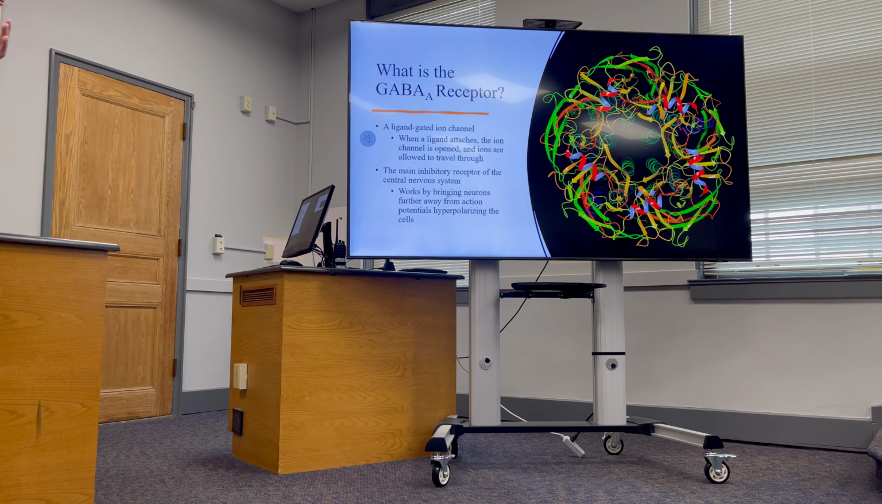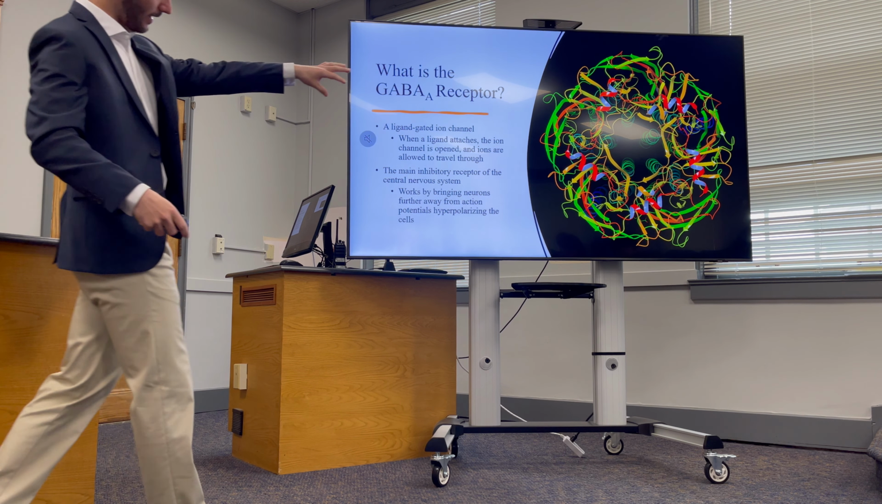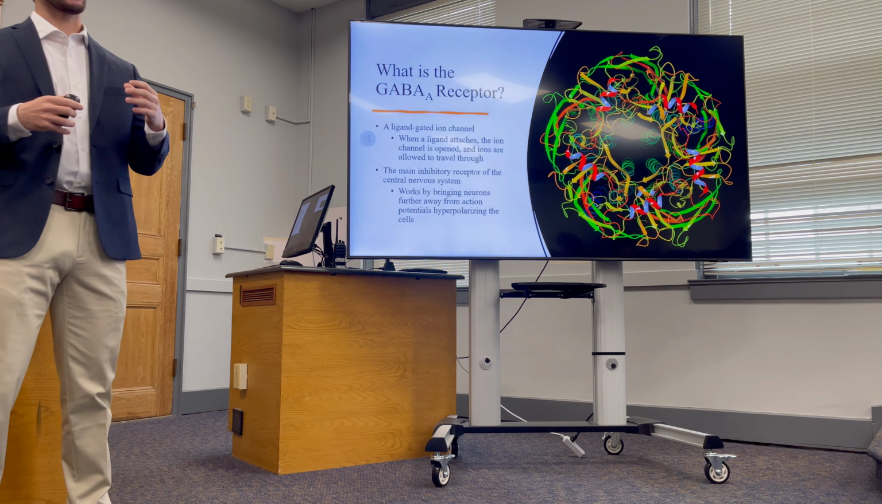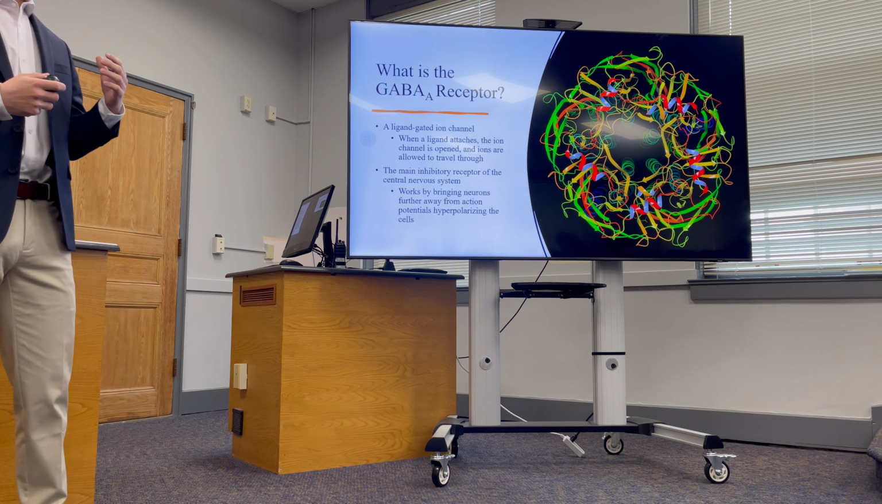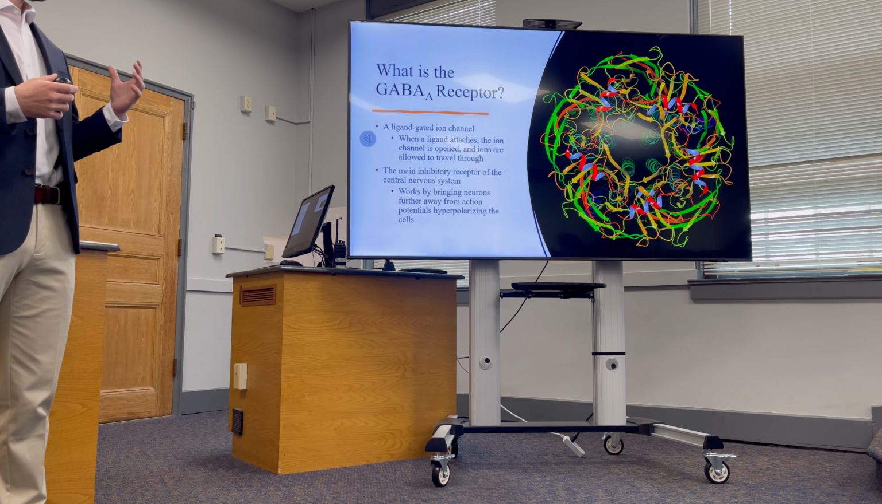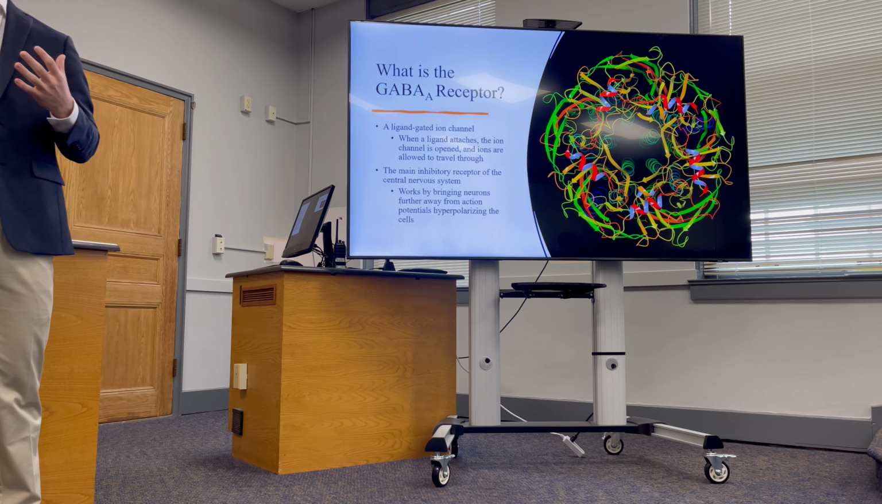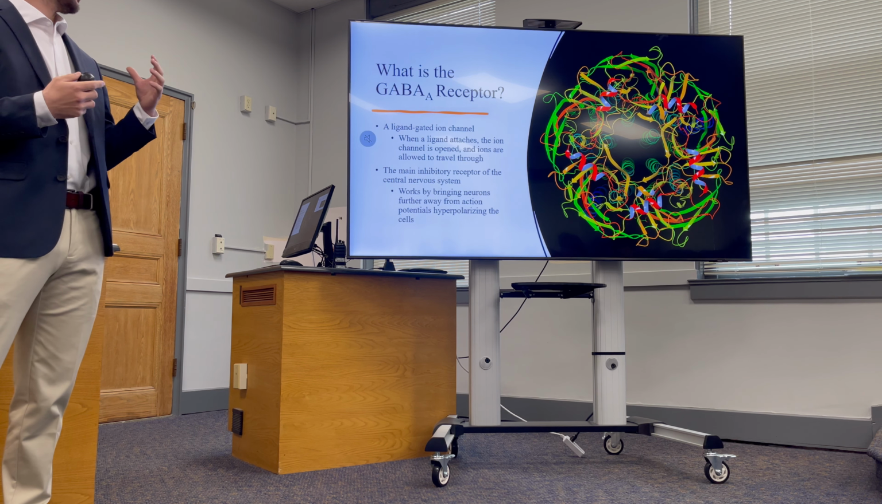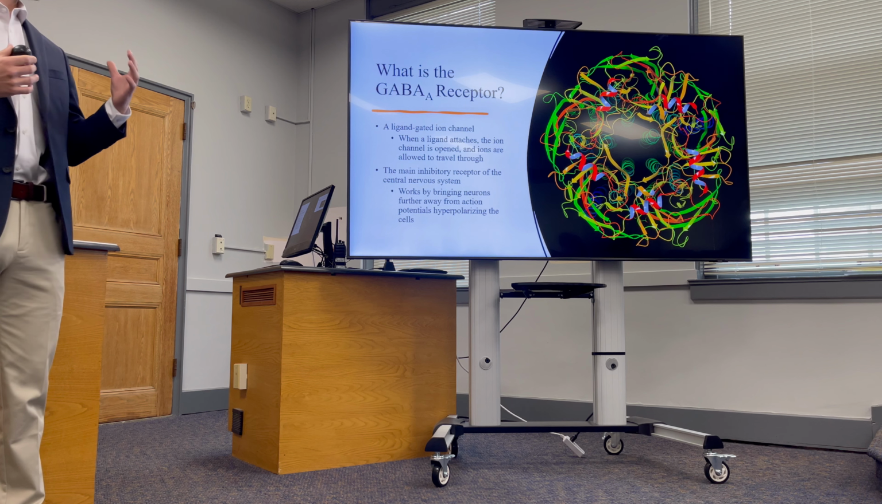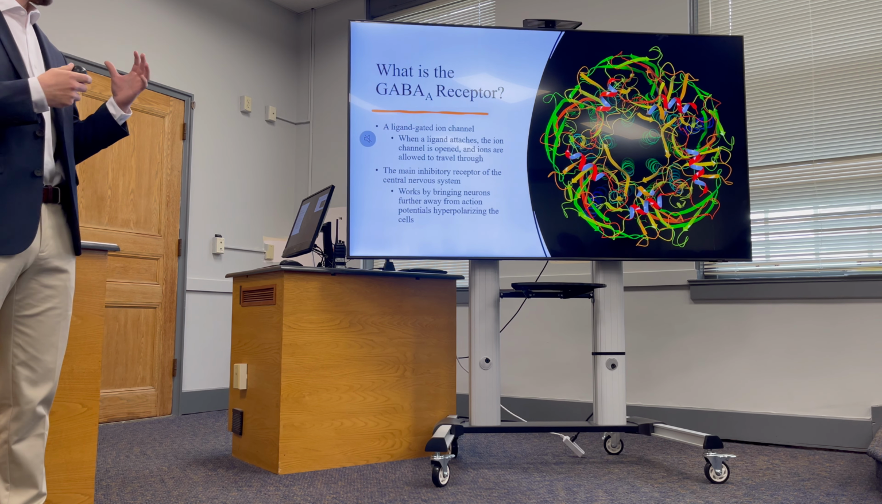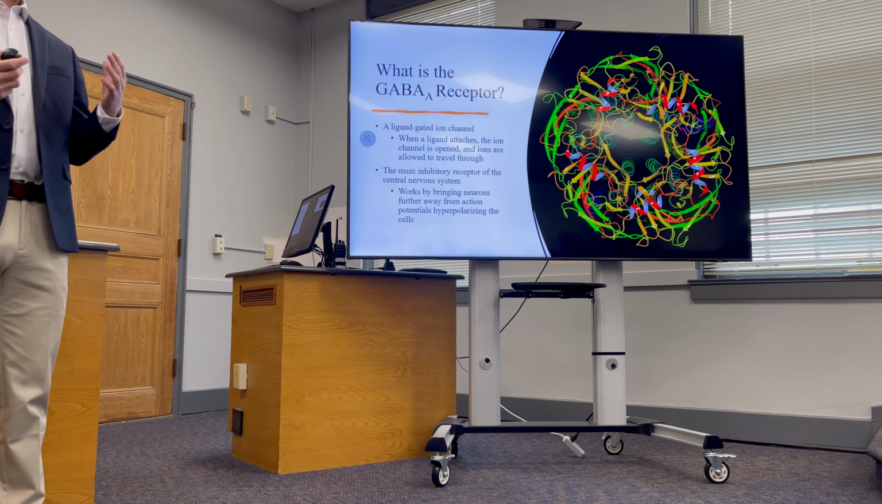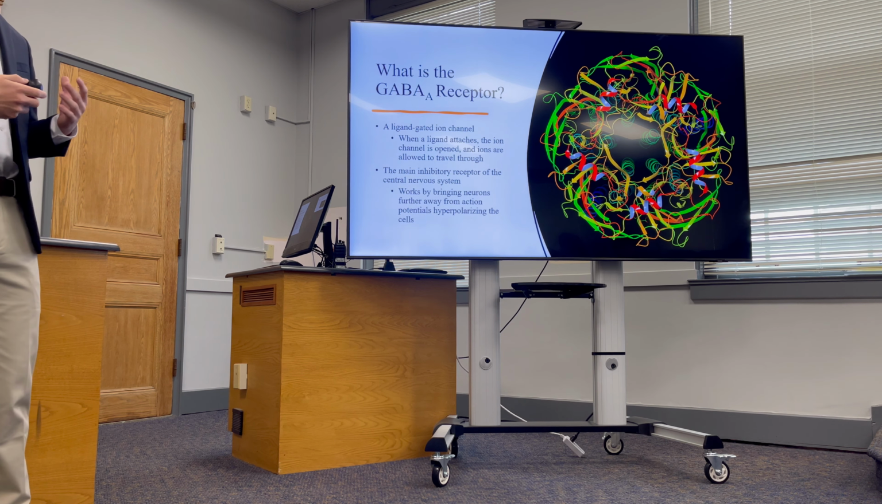So first off, what is GABAA? GABAA is a ligand-gated ion channel. Basically what this means is when a ligand attaches to it, the channel in the middle that you can see right there, that big opening in the middle, opens up and it allows ions to pass through it. And that makes it the main inhibitory receptor of the central nervous system. It will bring neurons within the central nervous system further away from their action potentials by hyperpolarizing them. This inhibits the function of the central nervous system.